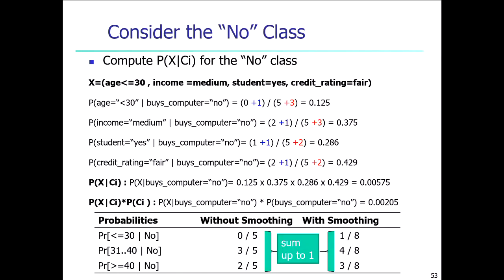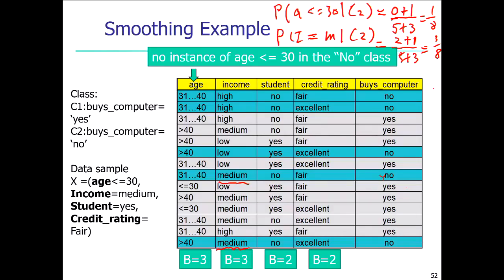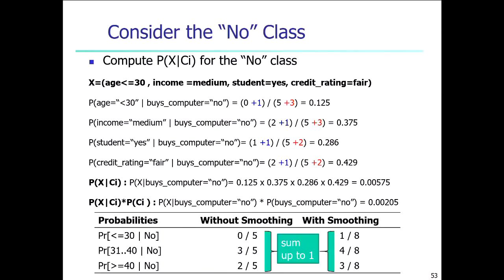More examples of calculation can be found here. As you can see, b equals 3 and 3. Here it is 2 because there are only yes and no, and 2 for fair and excellent. That's why here is plus 2 and here is plus 3, plus 2.